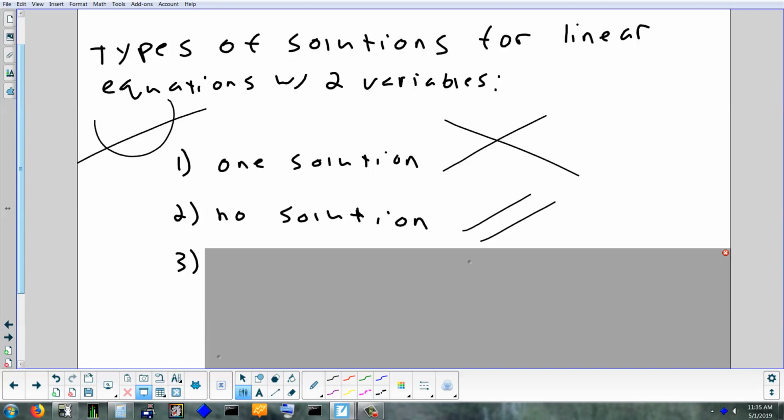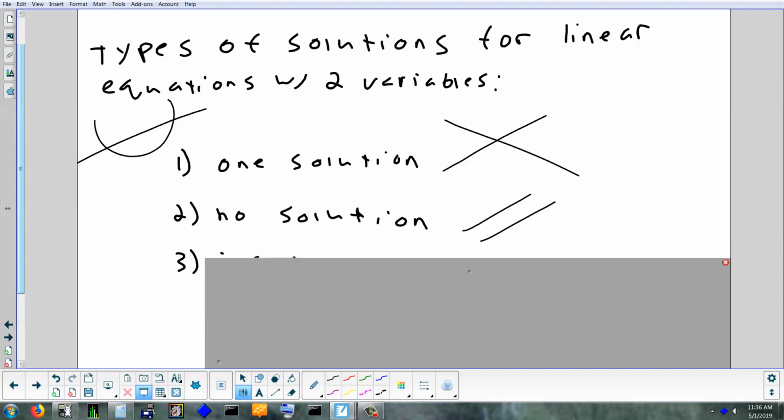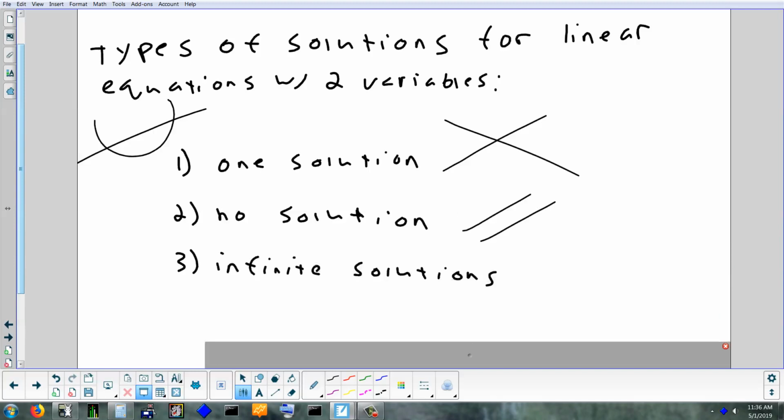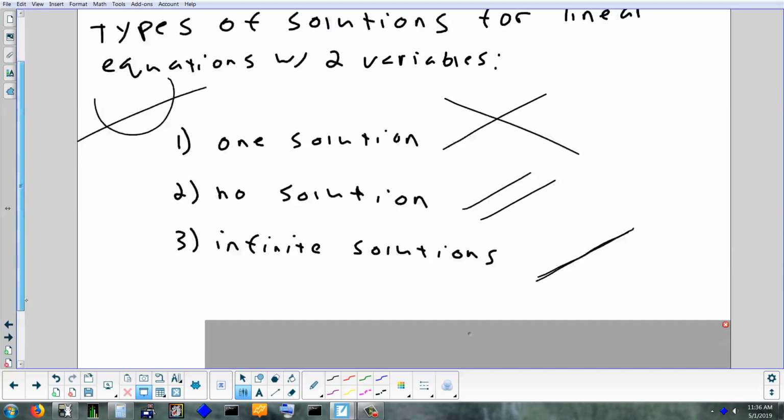Infinite solutions? How would that happen? If the two lines are identical. Yep, infinite. So here's a line, here's another line, exactly on top of each other. They cross everywhere. So infinite solutions.